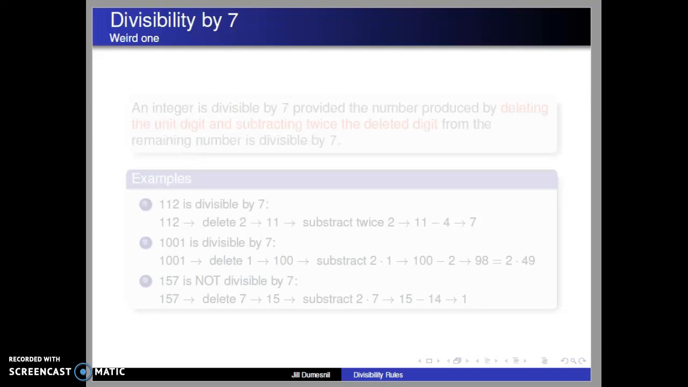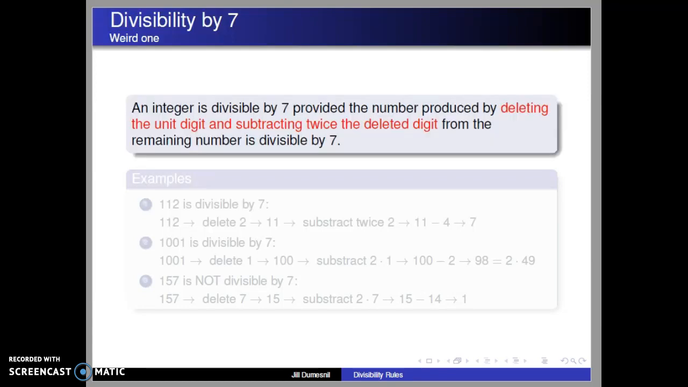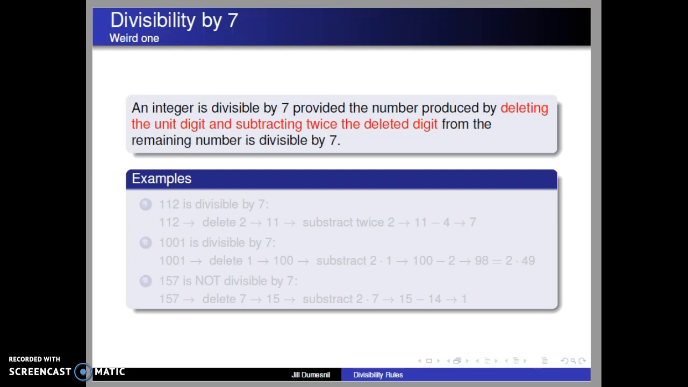Finally, just for fun, let's consider the rule for divisibility by 7. An integer is divisible by 7 provided the number produced by deleting the unit digit and subtracting twice the deleted digit from the remaining number is divisible by 7. Let's look at a few examples, although this rule isn't all that practical to use. In practice, we would just divide the number by 7 and see if we get an integer quotient.